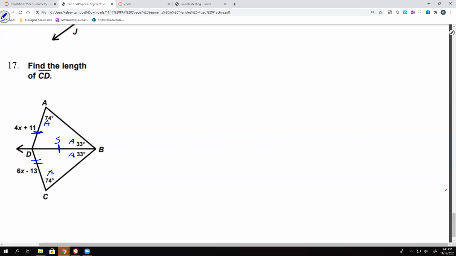All right, so 4x plus 11 will be equal to that 6x minus 13. And then, again, just find x. And then you'll need to find the length of CD, so you're going to plug in.